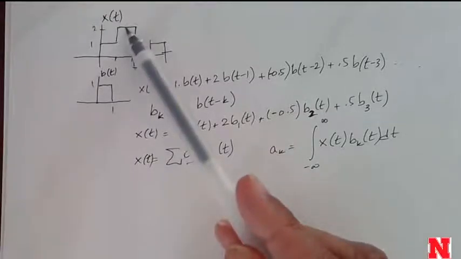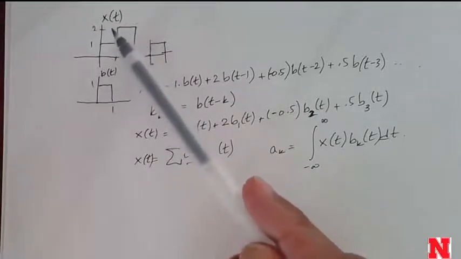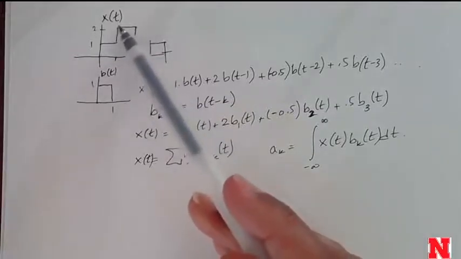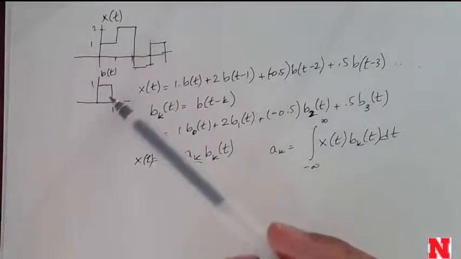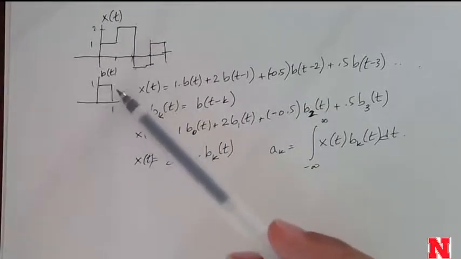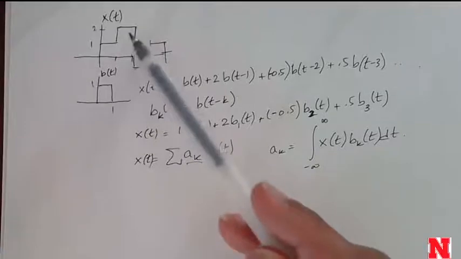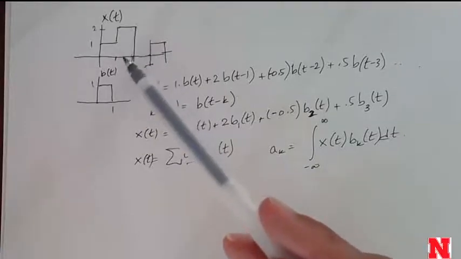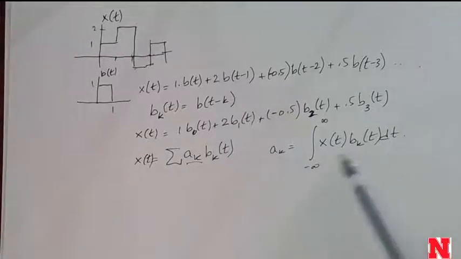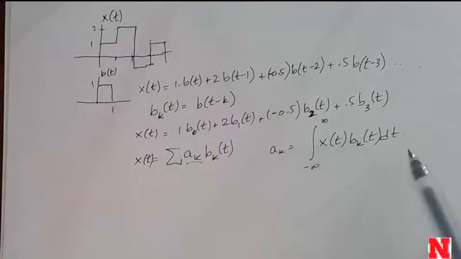If I wanted a1, I could take x of t and multiply it with b of t shifted by 1, and that would give me a rectangle of height 2, and if I took the integral of that, I would get 2, and so on, right? I've got all of this in the notes in much more detail so you can take a look. So what does this do?